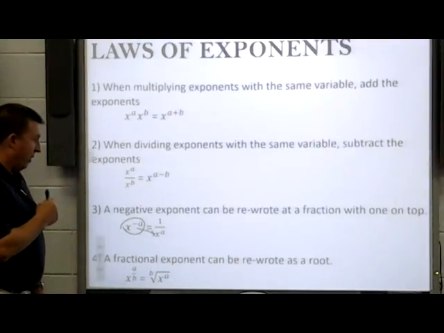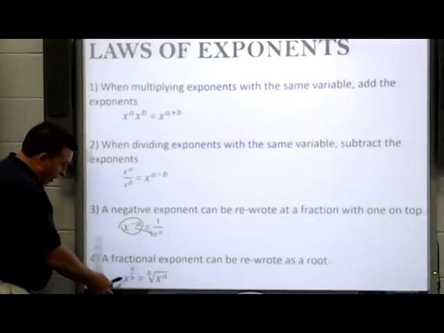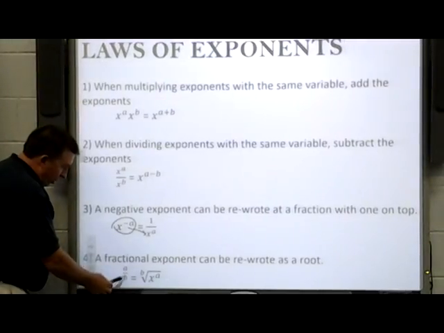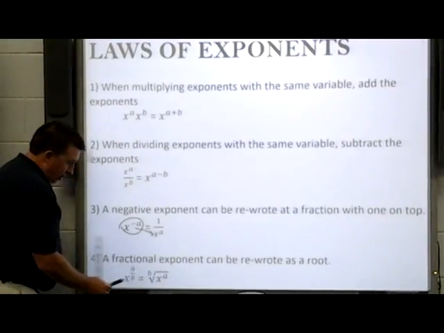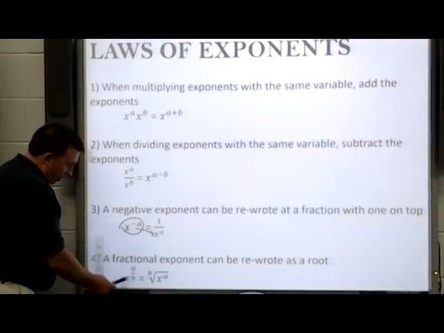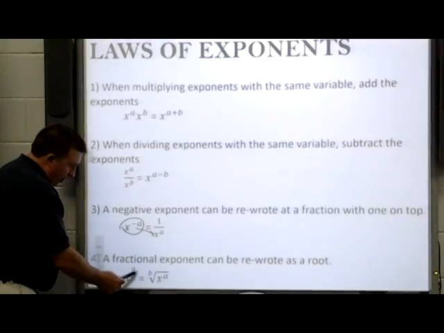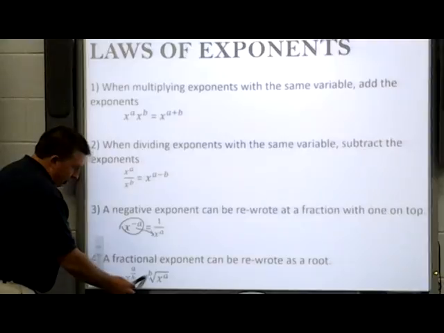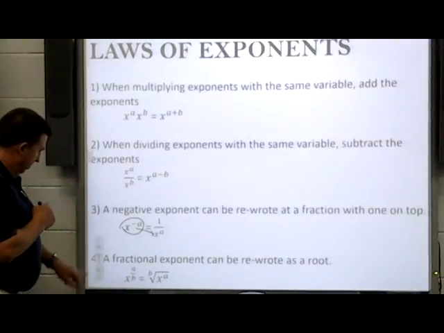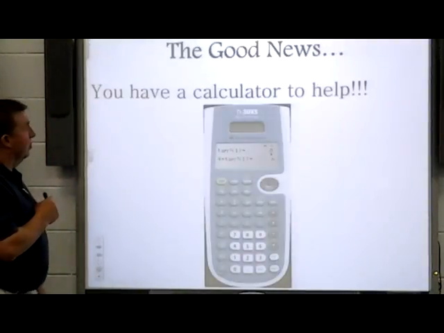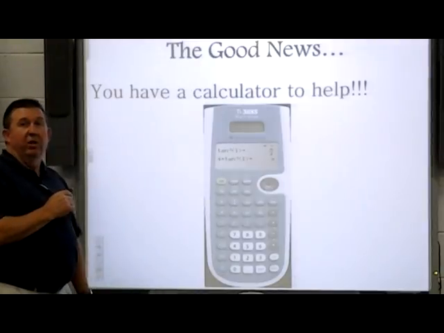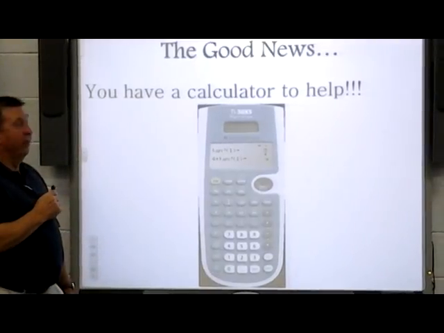The fourth one is a fractional one, which is what we just did. When I had the 8 to the 1/3, I told you that was a cube root of 8. So anytime you see a fractional exponent, this number goes on the inside and the bottom number goes on the outside. So the good news is, most of the ones you're going to see, they're going to let you use a calculator to figure out the answer.